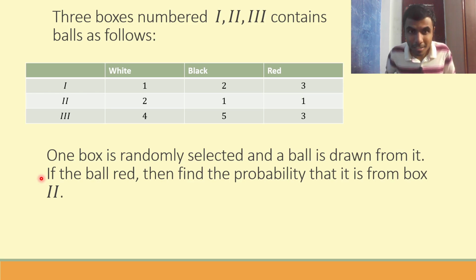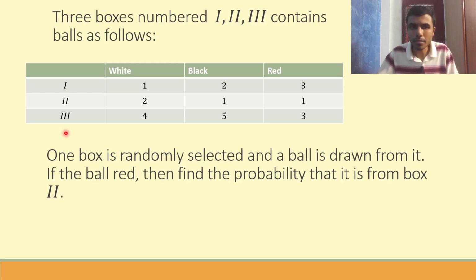Now let's see how to solve this given question. Here, three boxes numbered 1, 2, 3 contain balls as follows. Box 1 has 1 white, 2 black and 3 red. Box 2 has 2 white, 1 black and 1 red. Box 3 has 4 white balls, 5 black balls and 3 red balls. This is the given data, and this is the information that you can gather from the given table.